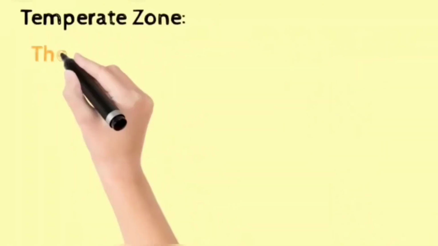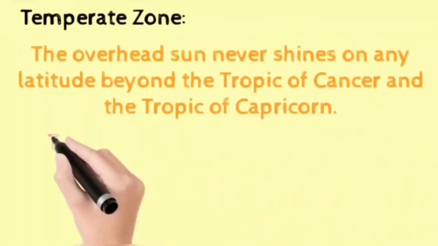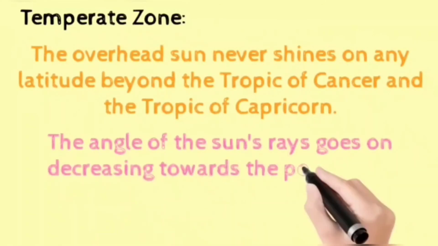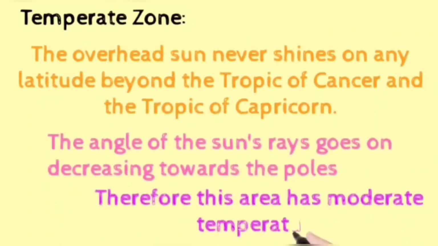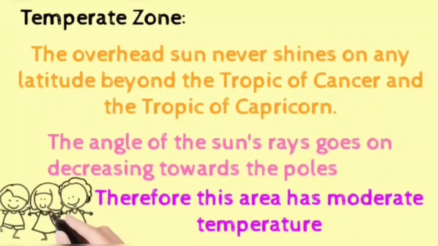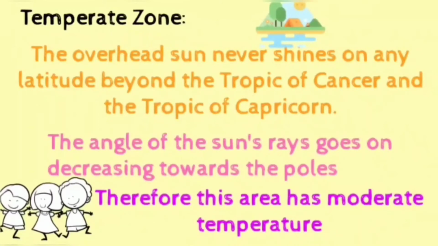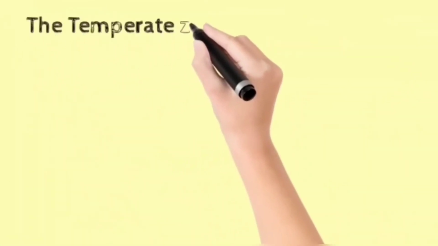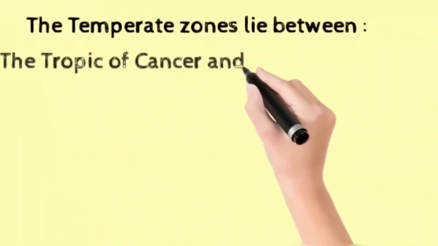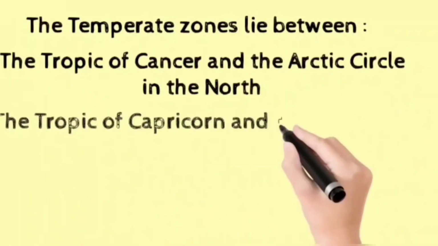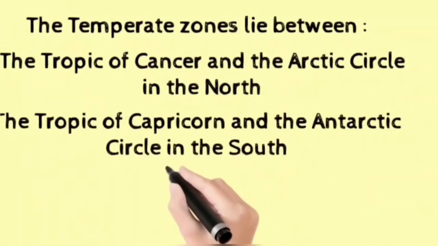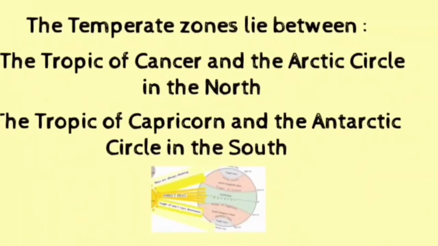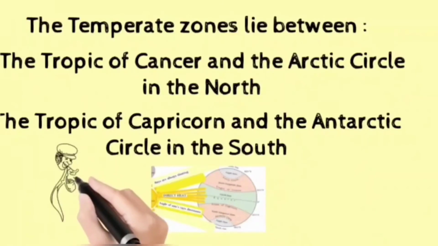Second is Temperate Zone. The overhead sun never shines on any latitude beyond the Tropic of Cancer and the Tropic of Capricorn. The angle of the sun's rays goes on decreasing towards the poles. Therefore, this area has moderate temperature, means neither too hot nor too cold. The temperate zones lie between the Tropic of Cancer and the Arctic Circle in the north, the Tropic of Capricorn and the Antarctic Circle in the south.